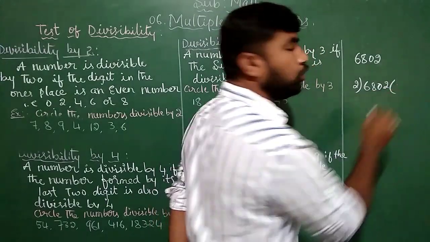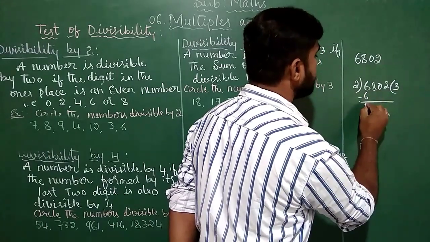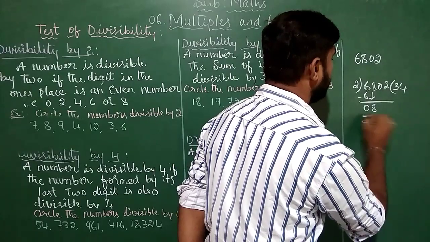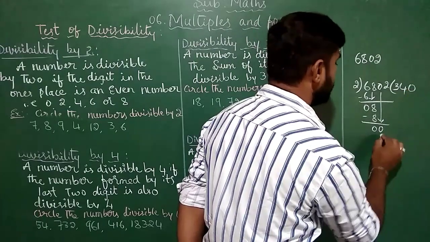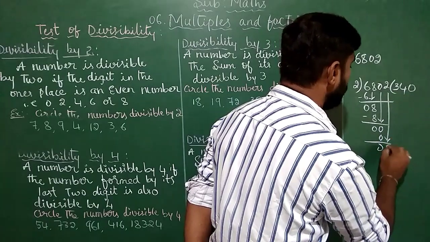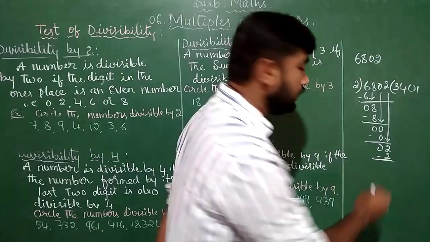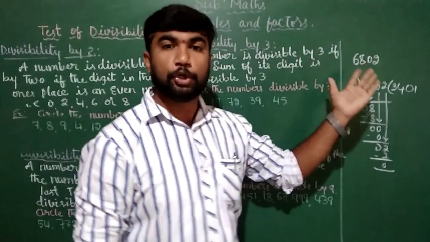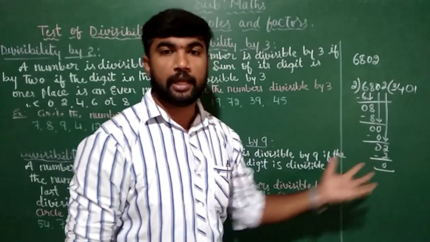2 1 ja 2, 2 2 ja 4, 2 3 ja 6. 6 minus 6 is 0. You are taking downside 8, 2 4 ja 8, next 8 minus 8 is 0 and taking next 0. So 2 0 ja 0. Next you are taking the next digit that is 2. So 2 1 ja 2. So finally you get the 0. Then only you can say the 6802 is exactly divisible by 2. Why? Because here you are getting the remainder 0.